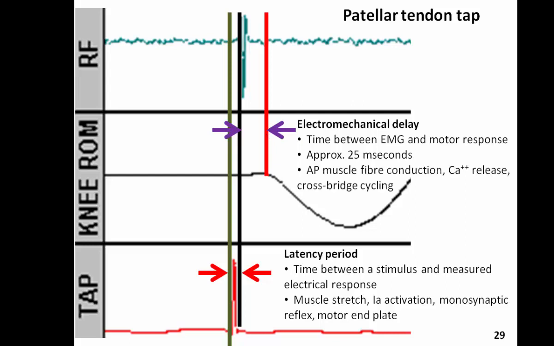That period of time does vary by muscle and by person, but 25 milliseconds is a reasonable estimate for the electromechanical delay. The electromechanical delay incorporates action potential, muscle fiber conduction, calcium release from the sarcoplasmic reticulum, and cross-bridge cycling. So when we examine the EMG signal, the force produced by the muscle, in this case we're not measuring force, we're measuring motion, will occur at a slightly later point in time. They're not superimposed on each other. And the total time is what's called the reflex time. That's the latency plus the electromechanical delay.